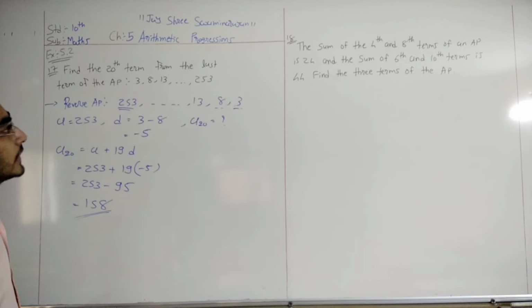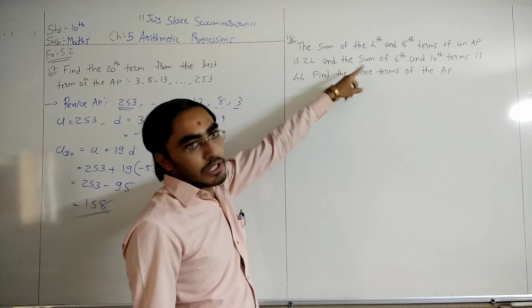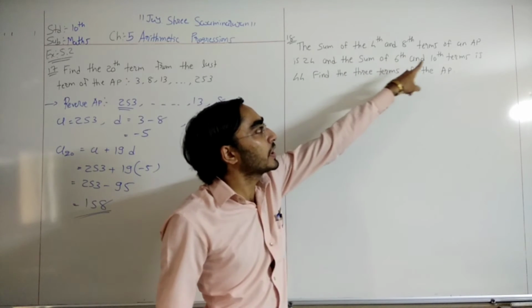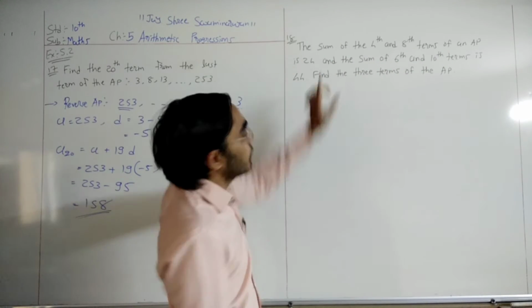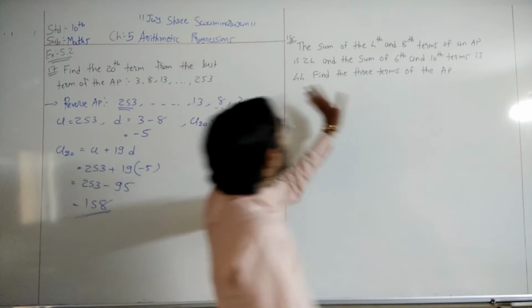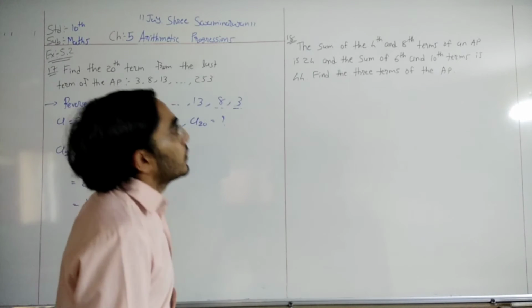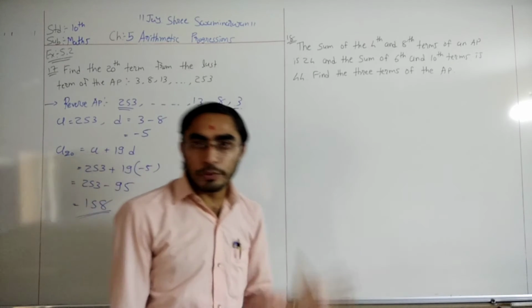Okay. Now next, question number 18. The sum of the 4th and 8th term of an AP is 24 and the sum of 6th and 10th term is 44. Find the first 3 terms of the AP.